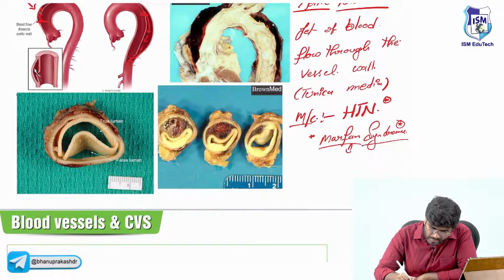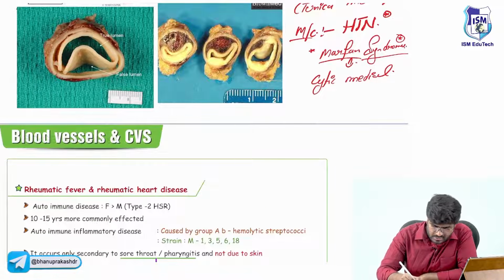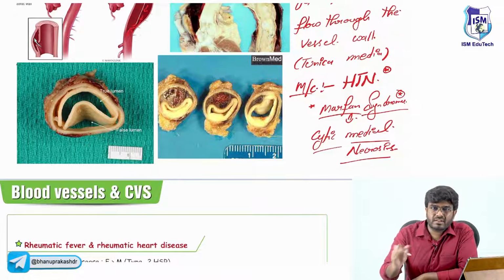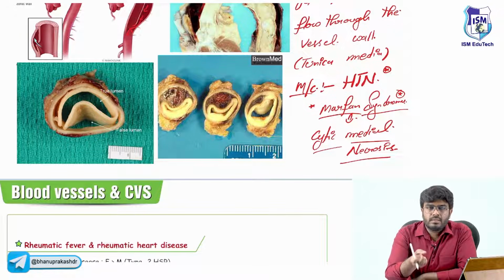In Marfan syndrome, what happens? There is cystic medial necrosis, this is important. There is something called cystic medial necrosis of the vessel wall. The vessel walls are very weak. The connective tissue in the vessel wall is weak now. So there will be cystic medial necrosis that will lead to aortic dissection.